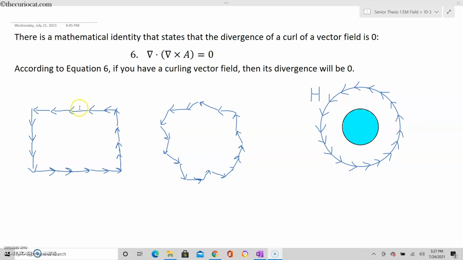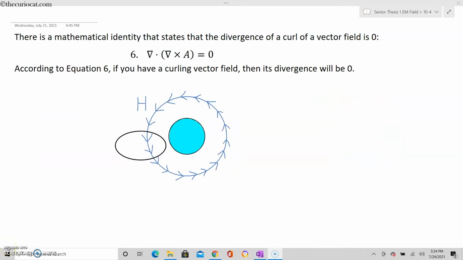Look at this rectangular vector field. It is still going into a closed loop, so it is considered a curling vector field. Same thing for this squiggly style field here. It is still forming a closed loop, so it is still a curling vector field. Equation 6 tells us that when we have a curling vector field, its divergence will be 0.